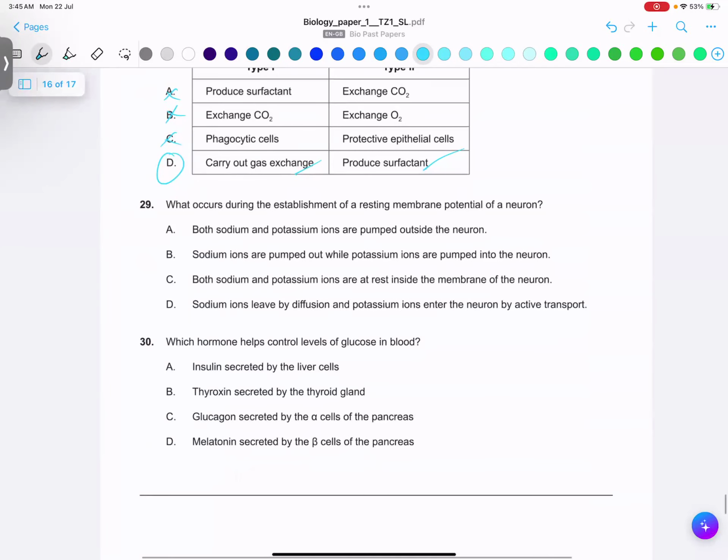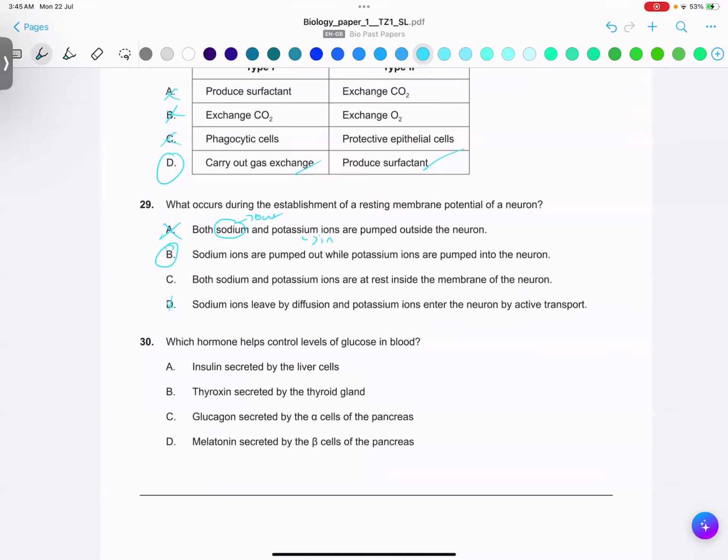29. What occurs during the establishment of resting membrane potential of a neuron? Okay, so basically both sodium and potassium ions are pumped outside the neurons. No, basically one is pumped inside the neuron, one is pumped outside. They cannot be pumped at the same time. They're actually usually on opposite sides, so no. B, sodium ions are pumped out while potassium ions are pumped into the neuron. Yes, this is our correct answer. So A is wrong because sodium is pumped out, but potassium is pumped in. The rest are all wrong because D also says that sodium ions leave by diffusion and potassium ions enter the neuron by active transport.